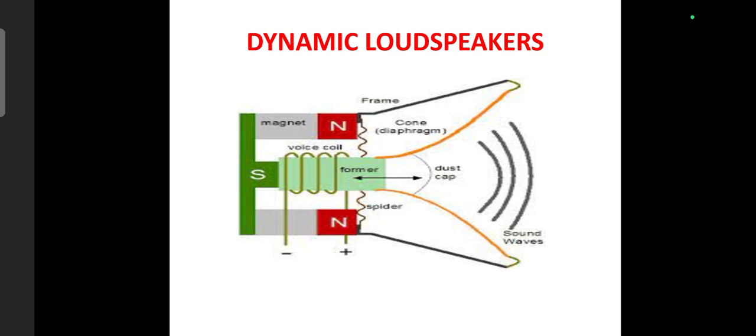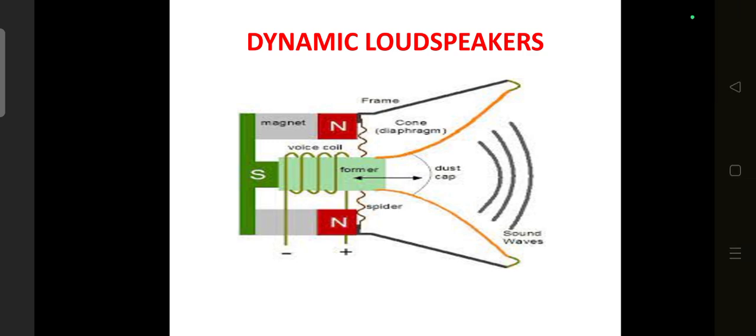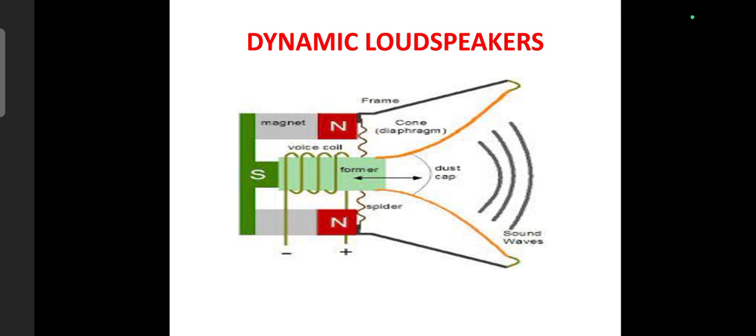As the direction of the electrical signal continuously changes, the direction of force also changes. Consequently, the voice coil moves rapidly forward and backward. Since the speaker cone is attached to the voice coil, it also moves in the same manner. This continuous forward and backward motion of the cone compresses and rarefies the surrounding air, producing sound waves.